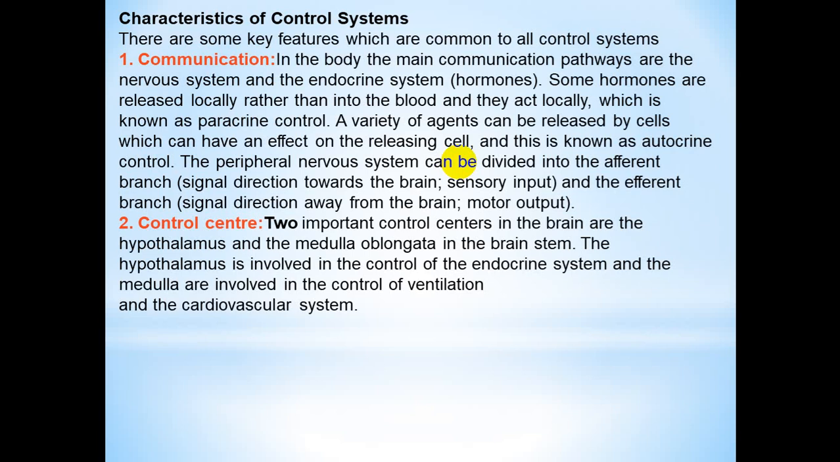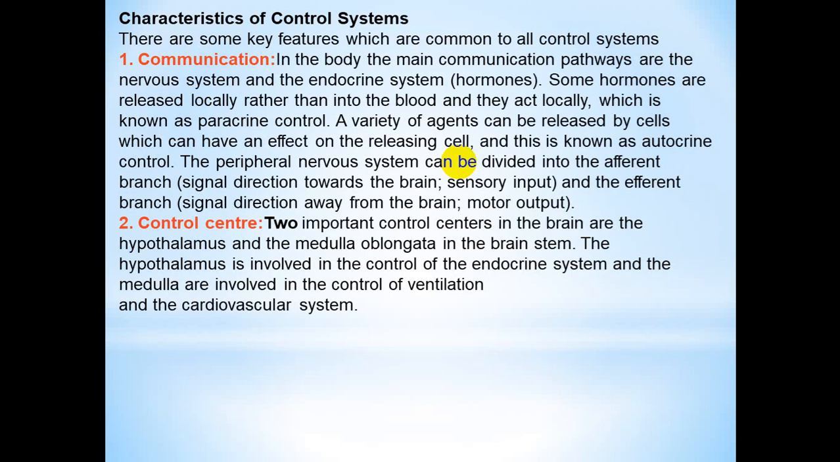The peripheral nervous system can be divided into the afferent branch, with signal direction toward the brain, sensory input, and the efferent branch, with signal direction away from the brain. So there are two types of nerve impulses: those entering the brain, which we call input, and those leaving the brain, output.